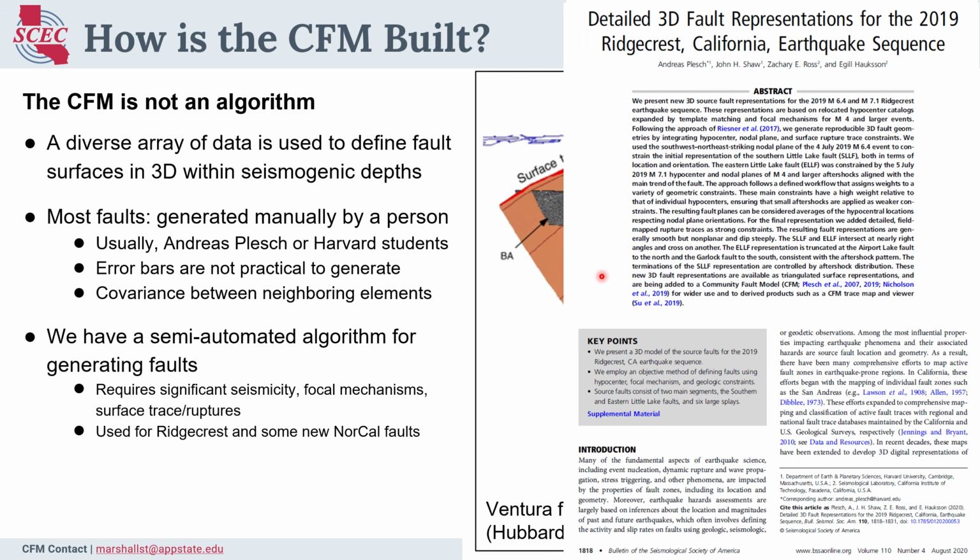And so we do this sort of semi-automated algorithm whenever there's sufficient data. Just know that that's often not the case with many of these faults. For example, there's a significant section of the San Andreas that has very little seismicity on it.